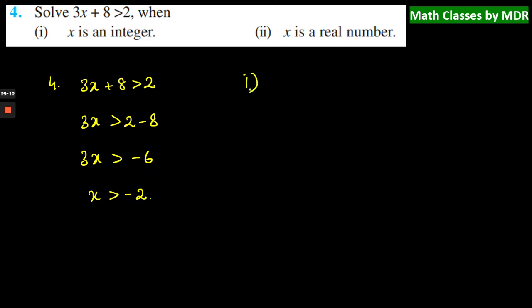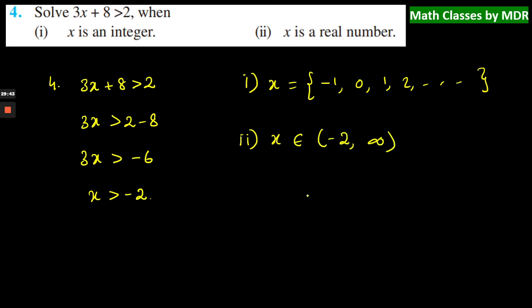If x is an integer, how many numbers are there which are greater than minus 2? Minus 2 to plus infinity, right? But minus 2 is not included, so it will start from minus 1, 0, 1, 2, 3 and up to infinity. What about the second? x is a real number. How many numbers are there greater than minus 2? Again from minus 2 to infinity, but minus 2 is not included, so minus 2 and then infinity.